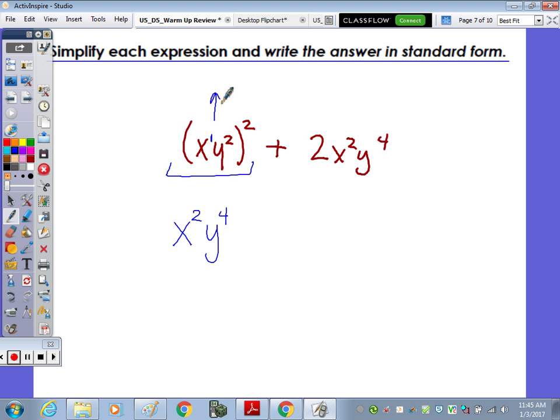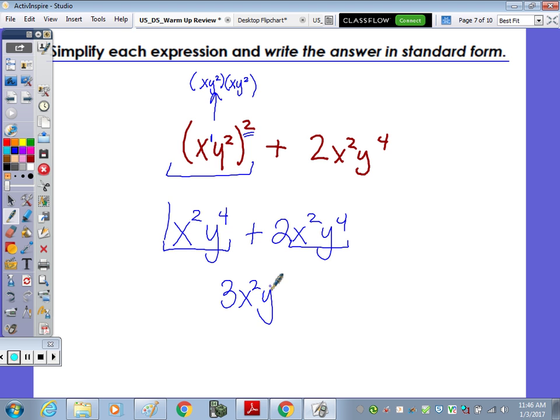You can also think of this as xy squared, so expand and write it out 2 times, and then add the exponents. Writing the rest of the problem, or copying it down, these are like terms. X squared, y to the 4th can be added to an x squared, y to the 4th. 2 plus the 1 out front would be 3x squared, y to the 4th.